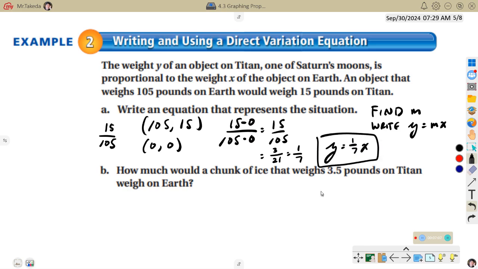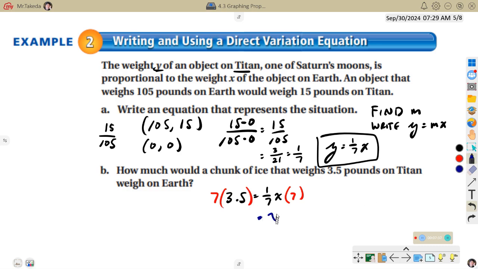There's my equation. All right, so how much would a chunk of ice that weighs 3.5 pounds on Titan weigh on Earth? Okay, so again, Titan is Y. So in my equation here, that 3.5 on Titan, so 3.5 equals 1/7 X. So I substitute the 3.5 for the Y in my equation. I'm going to multiply both sides by 7. That's the reciprocal of 1/7. So 7 over here as well.